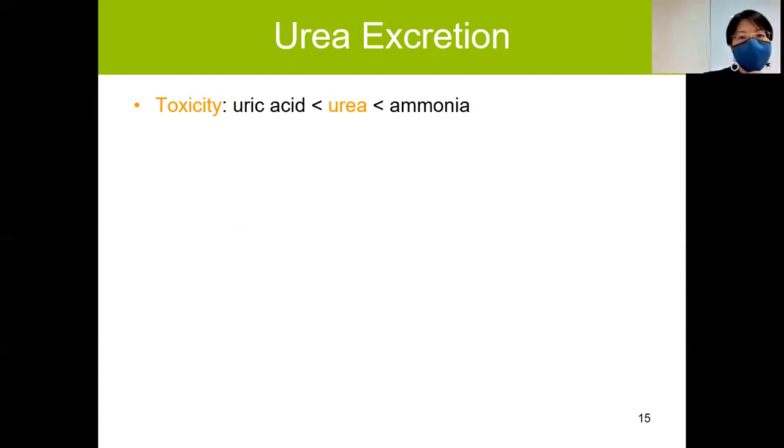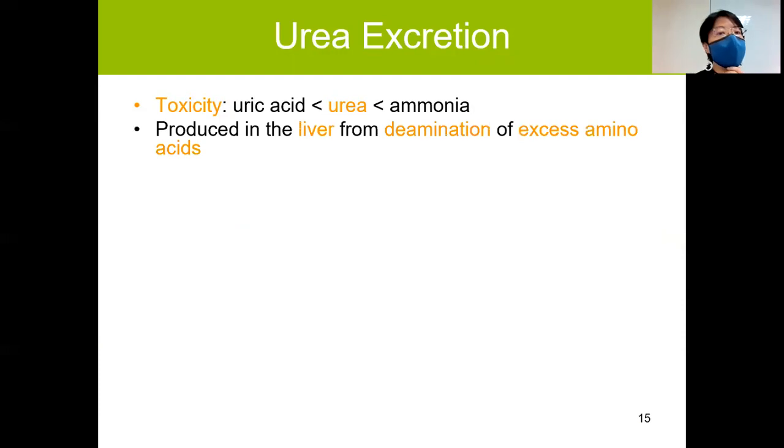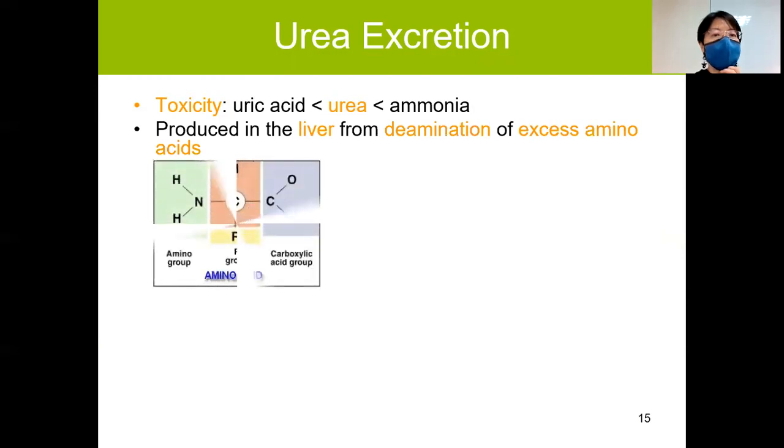We produce nitrogenous waste in the form of urea, and it's produced in the liver from deamination of excess amino acids. That means amino acids that our body doesn't use. We don't want to waste them. We want to use the carbon skeleton for respiration, remember? So we have to remove the NH2 group first by deamination. So this is our amino acid.